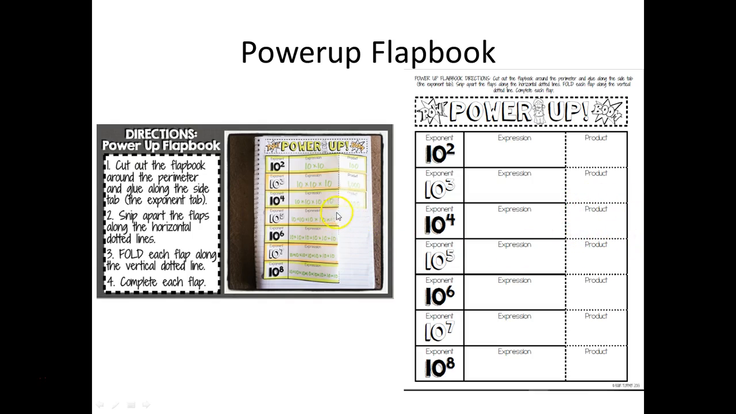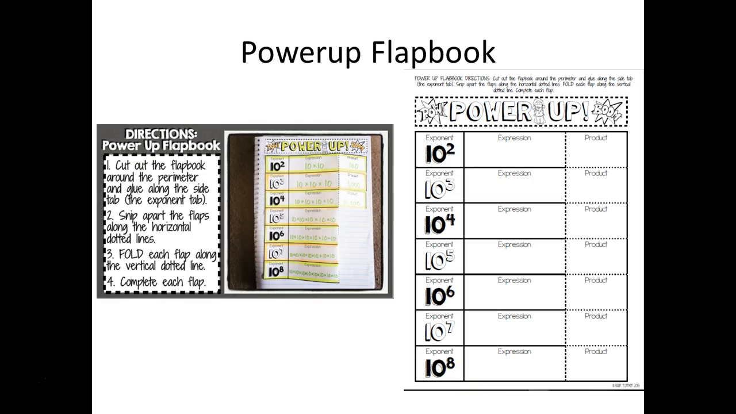So you can see here that we see some of them, but not the others. Now they're not cut off, they're just folded under. Fold each flap along the vertical dotted line. So these are cut apart, and then the last four have been folded under. You're going to do that for each flap. Then what you're going to do is you're going to complete each flap. So you're going to write the expression for 10 to the second power and the product or the answer for that. You're going to do that for each exponent all the way down.